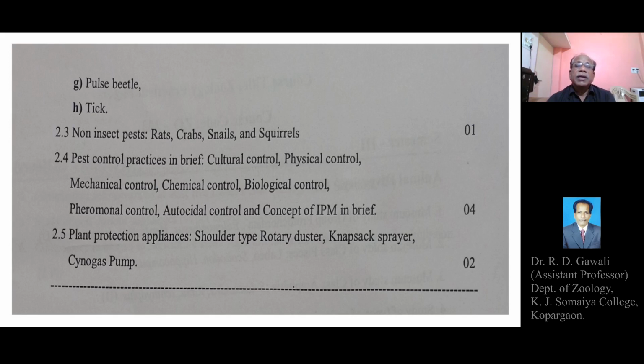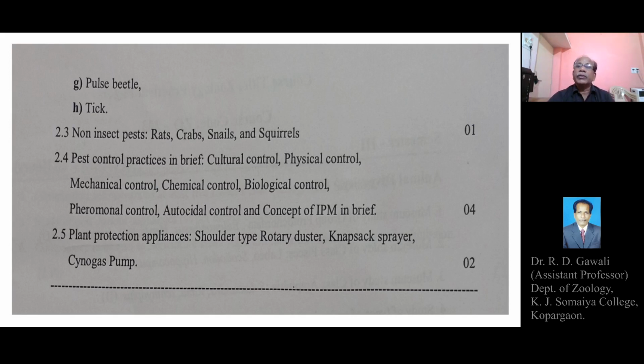And these methods are cultural control. These are the agricultural practices like ploughing, weeding, interculture practice. These are the cultural control practices. Then physical control, where the different environmental factors like temperature, radiations can be used for the control of these pests or to kill these pests.